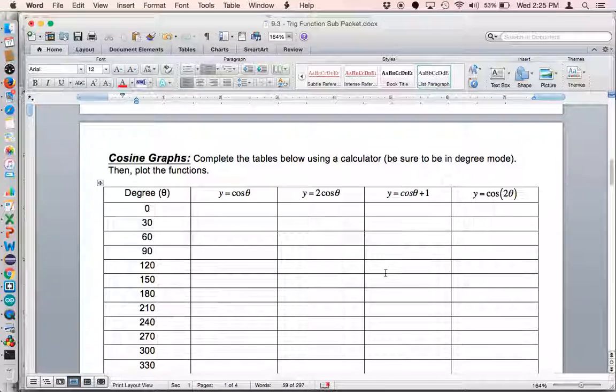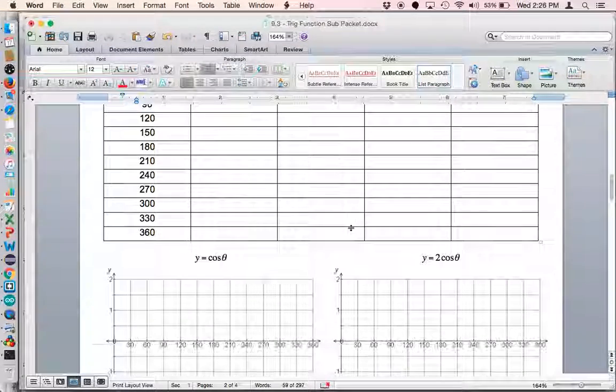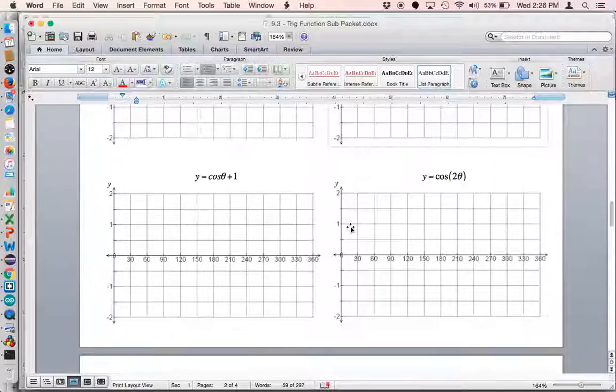Then we're going to move on to some other stuff about what happens when you take angles. You take the cosine of all these angles and, again, no calculator. Well, actually, okay, fine. This one, go ahead, use a calculator. Use one if you want to. What happens when you double the cosine theta? What happens when you add one to it? And what happens when you double the angle, okay? Then we're going to plot those graphs separately and see what happens.